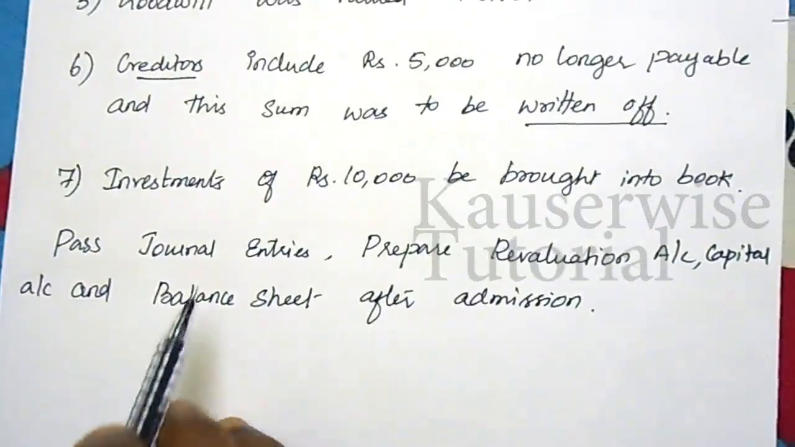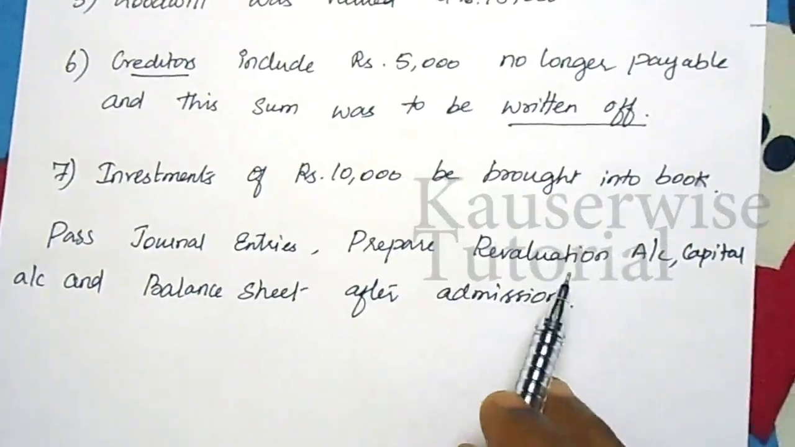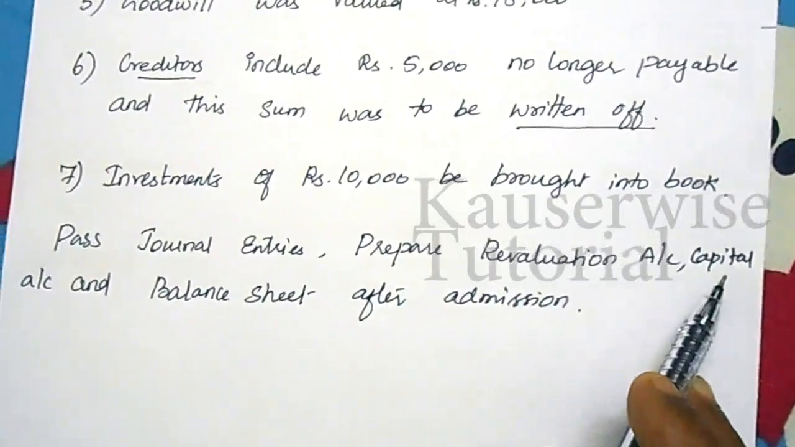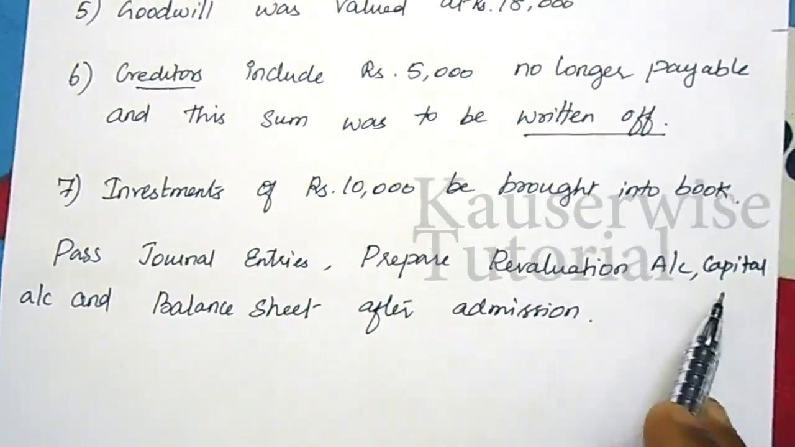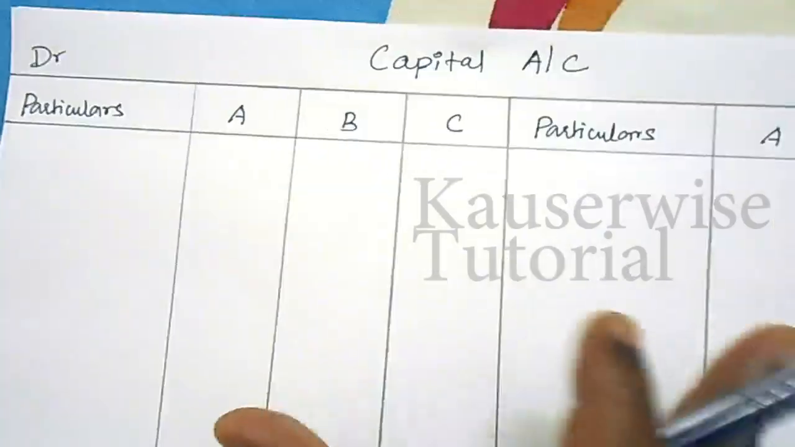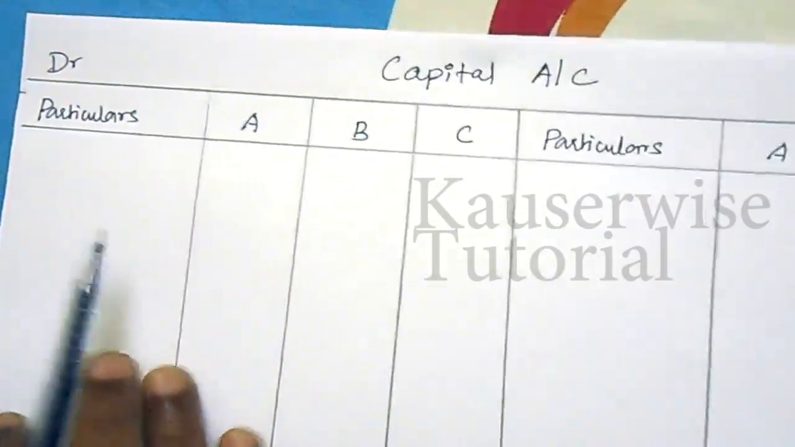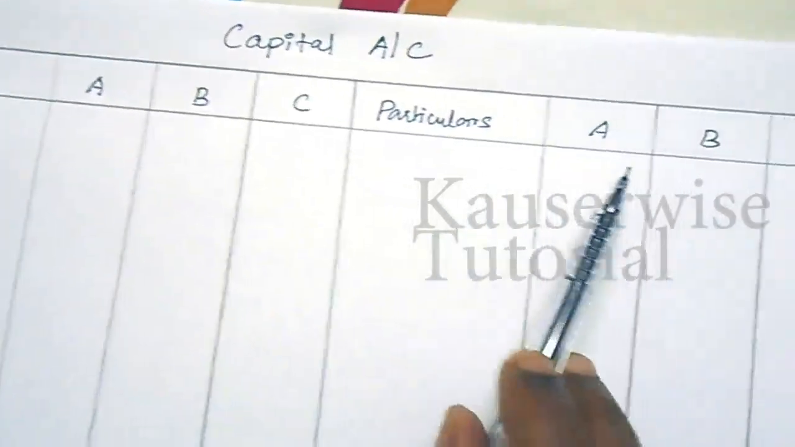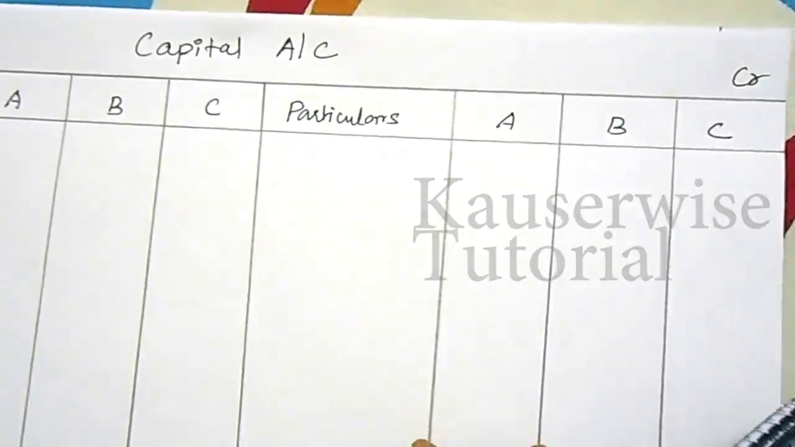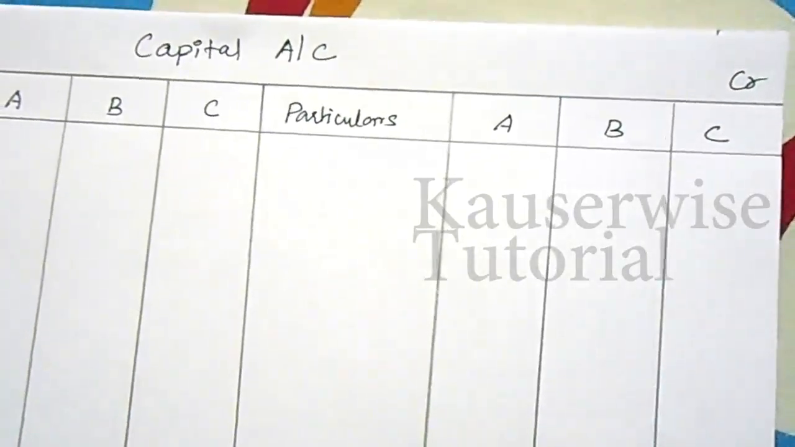So far we have passed journal entries and we have prepared the revaluation account. Now we need to prepare the capital account. So after preparing the revaluation account only, you can prepare the capital account. Look at the capital account format. Debit side particulars A, B, C. Credit side also particulars A, B, C. We need to have a separate column for each and every partner.